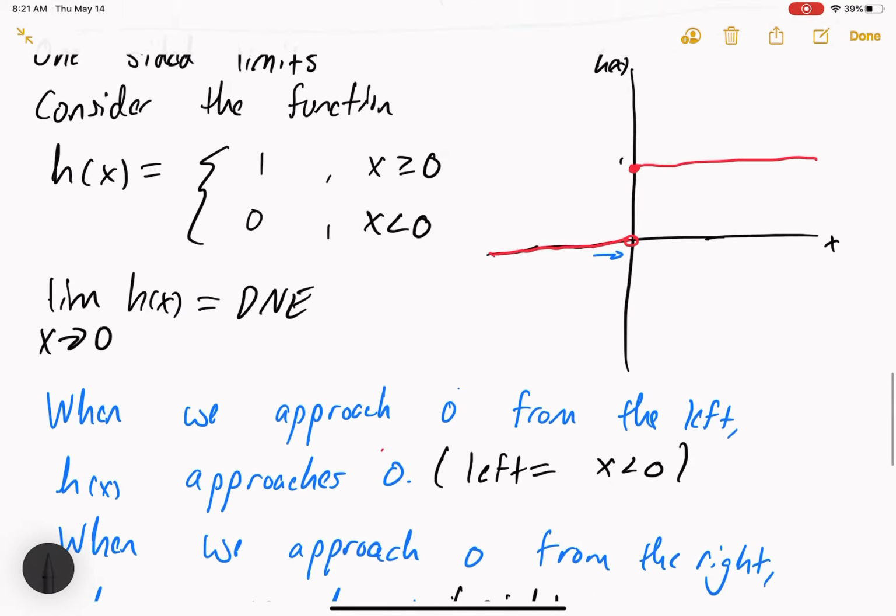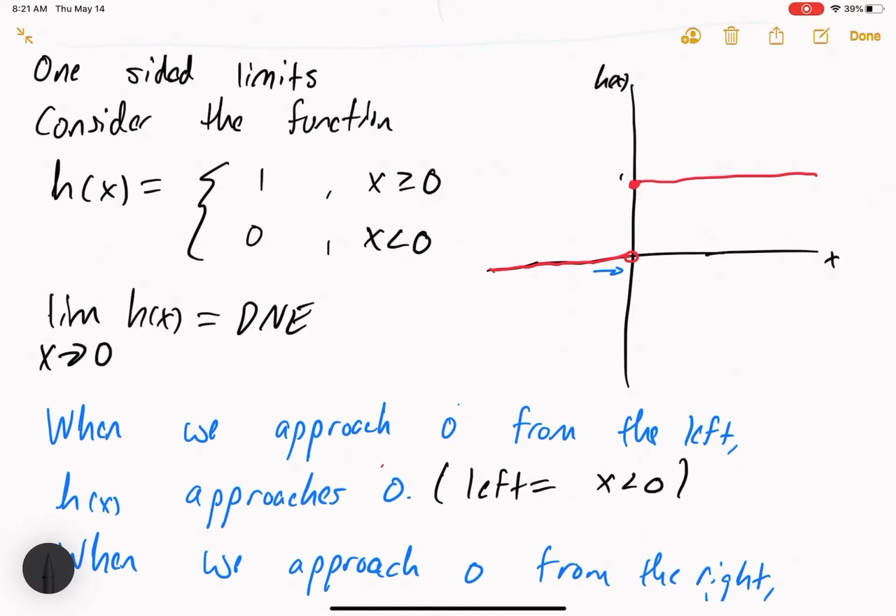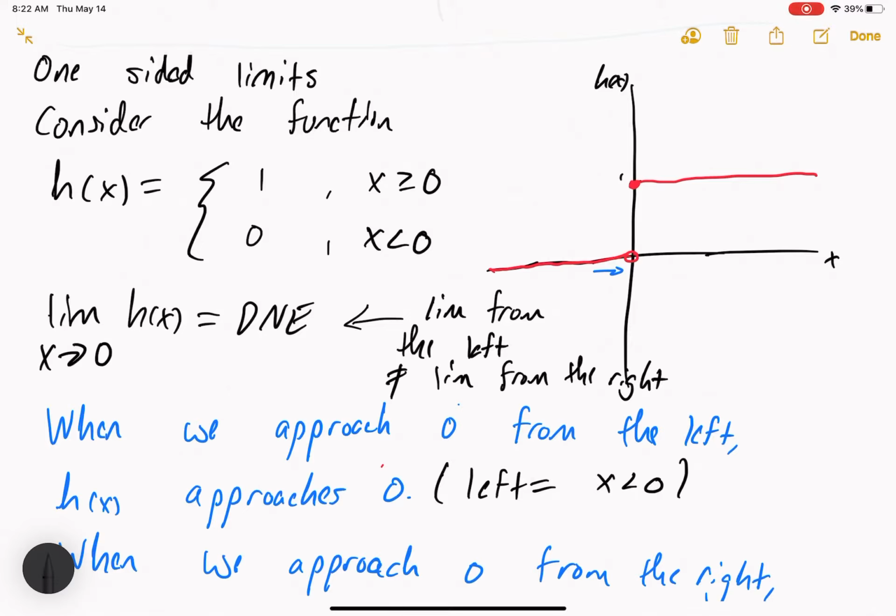And because these limits are not the same value, this is how we get that the limit does not exist. Because the limit from the left does not equal the limit from the right. I'll specify what that means. But the point is that as we approach from two different sides, this goes to 0, this goes to 1, and having this gap right here, it doesn't matter how big that gap is, that gap tells us the limit does not exist.